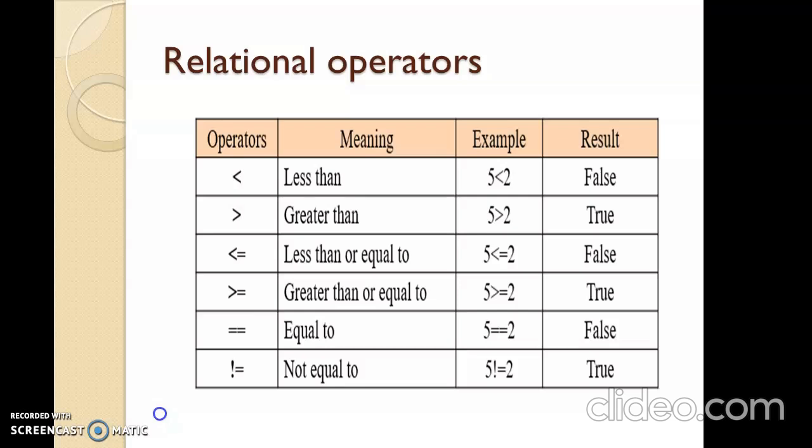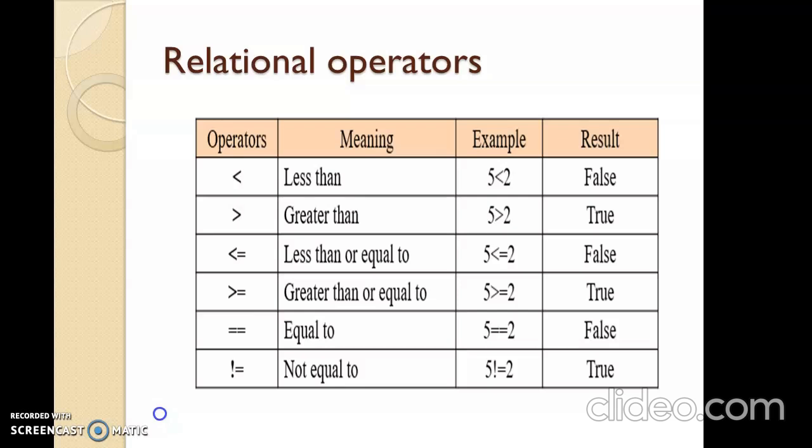So what is the use of relational operators? To compare any two variables, or a variable with a value, or any two values. You can compare a variable with another variable, or one value with another value, or a variable with a value. That is the use of relational operators. You can see the table. The symbols are used for checking whether a value is less than, greater than, less than or equal to, greater than or equal to, equal to, or not equal to.